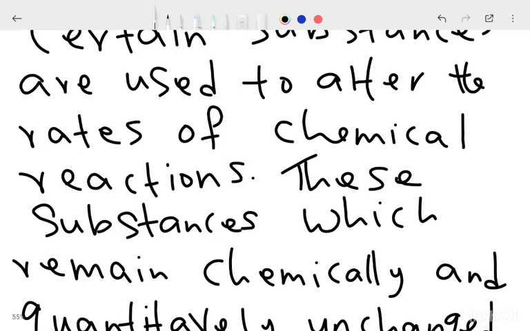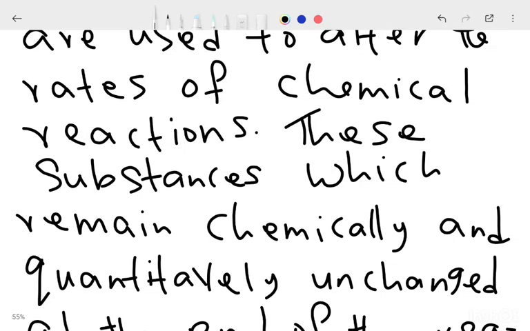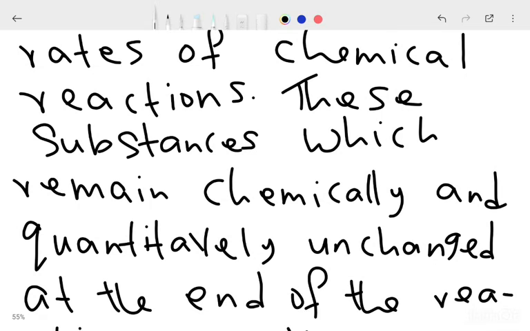To change how those reactions move or how they react. To change their speed of reaction. That's what I explained, right? Their speed, so that they will either attain the equilibrium state or form the product very fast. So now, these substances which remain chemically unchanged, what you should understand is that the duty of these catalysts is to increase the rate of a chemical reaction, right? But what they normally do is they remain unchanged at the end of the reaction.